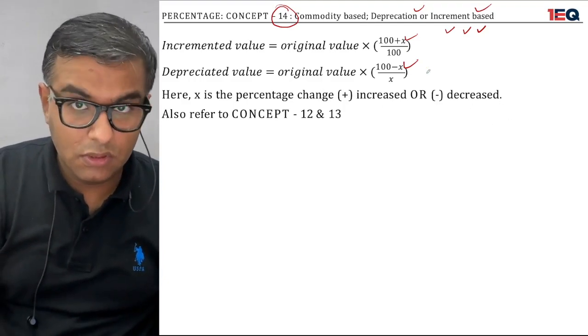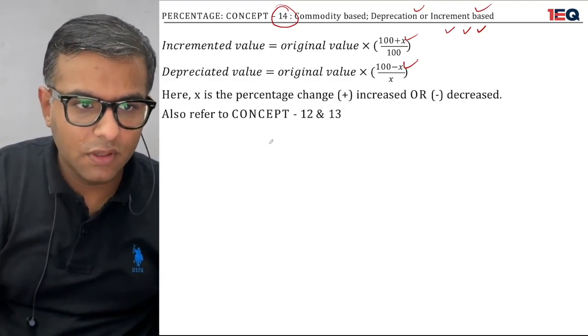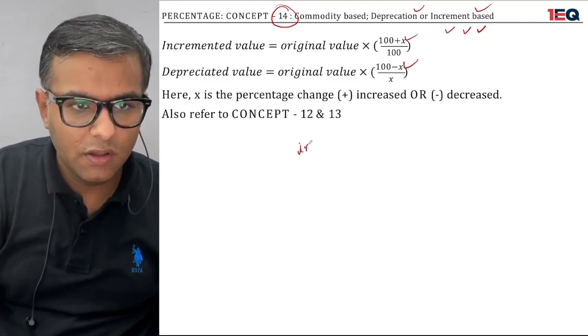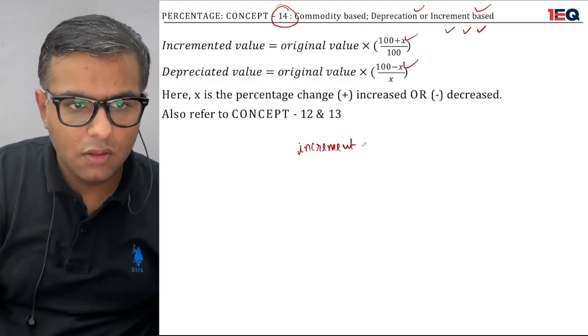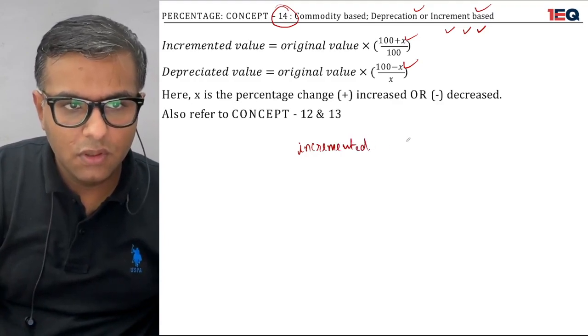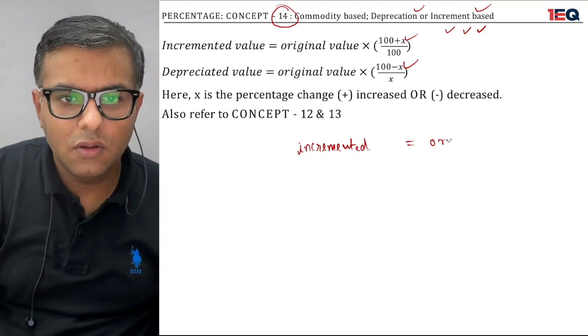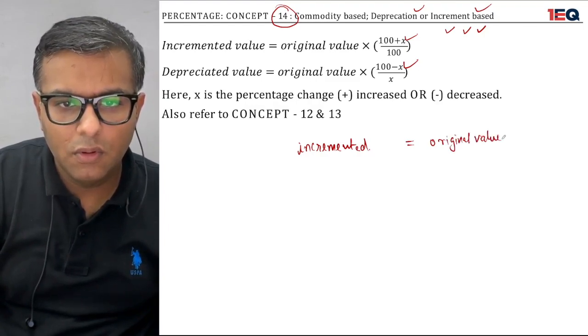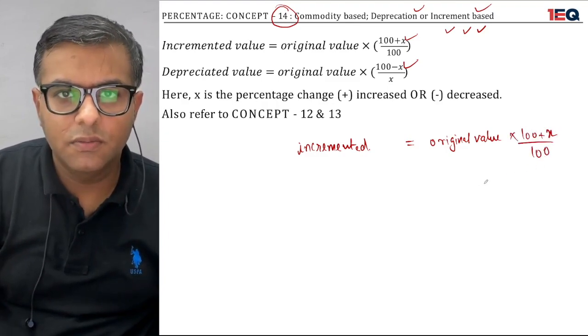Now I'll tell you something really fascinating about it. If you look at the first formula, the incremented value is equal to the original value multiplied by 100 plus x divided by 100.